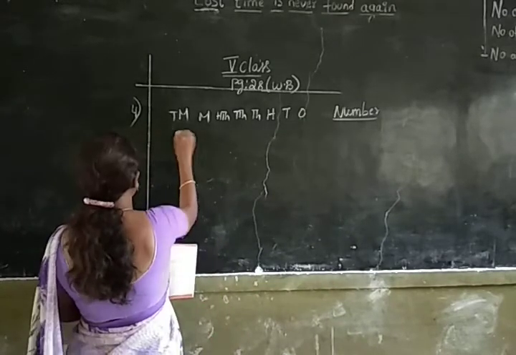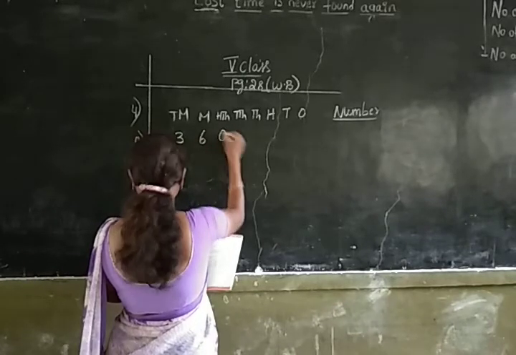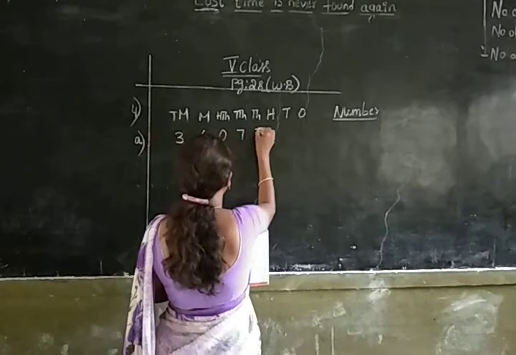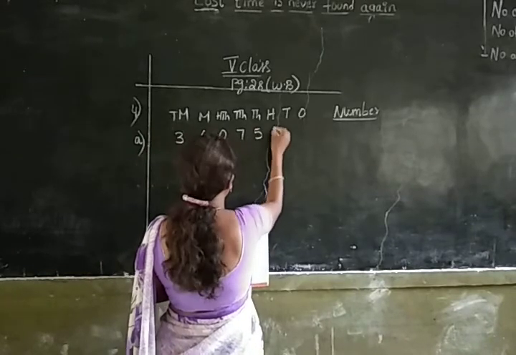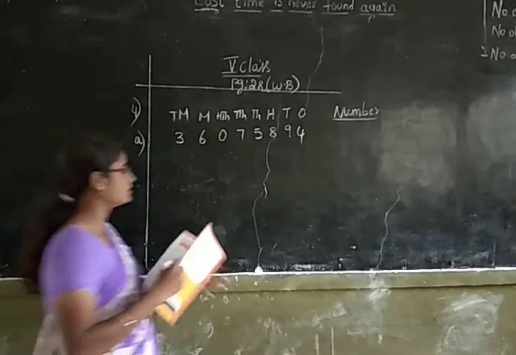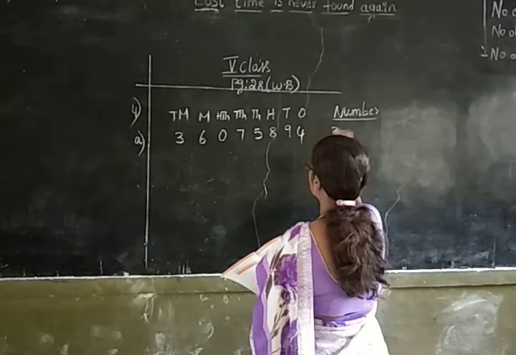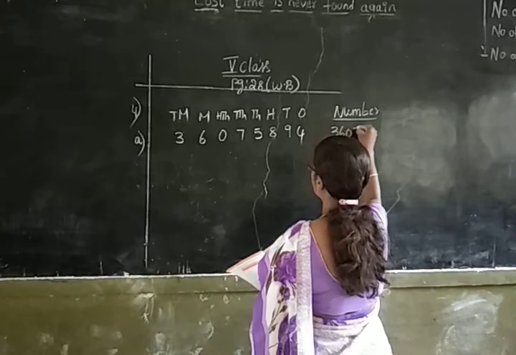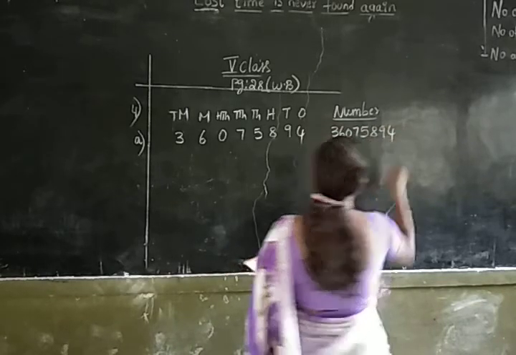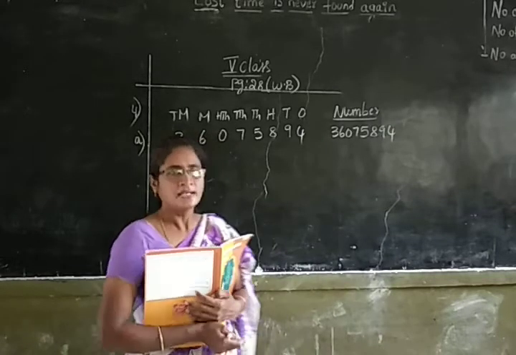So the first sum is the A sum. 3, 6, 0, 7, 5, 8, 9, 4. So this is the number. Now we have to compose it. So let us write down all the numbers together here: 3, 6, 0, 7, 5, 8, 9, 4. Okay, now you have to place the commas according to the international system.